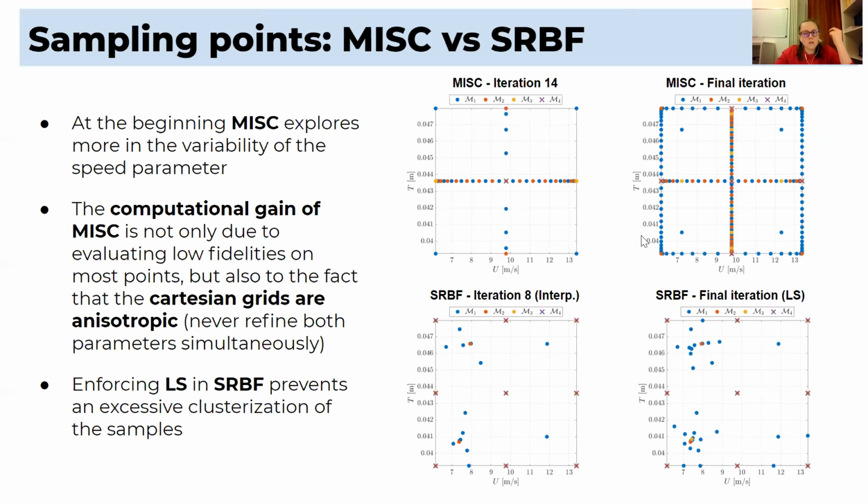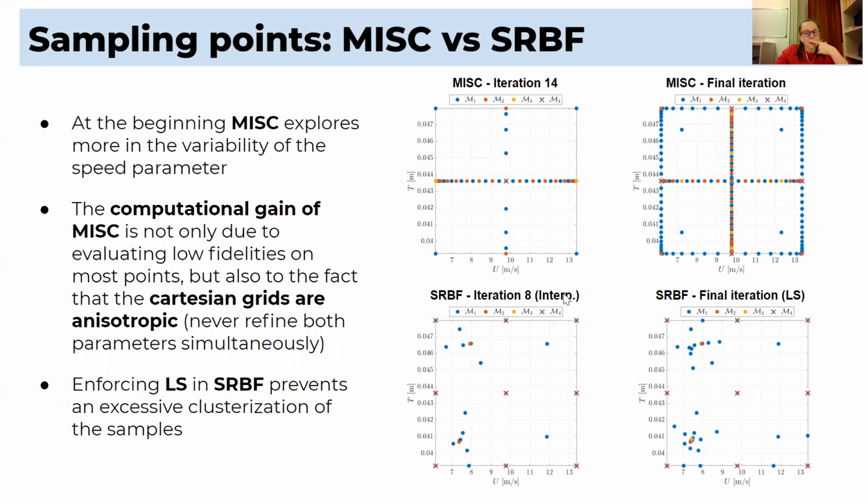And so we see here that there is a lot of blue, so there are a lot of samples on the lowest fidelity. This clearly gives some computational gain, but we should also mention that this computational gain is due to the fact that we have this anisotropy in the sampling. So we do not refine both the parameters simultaneously.